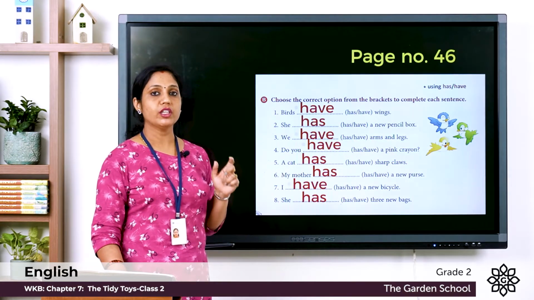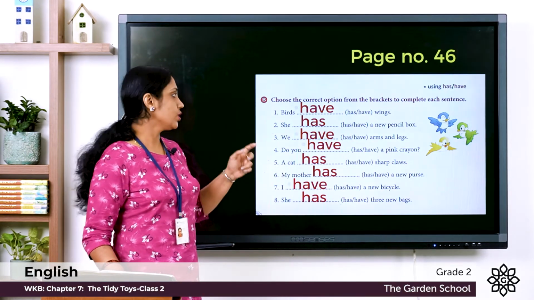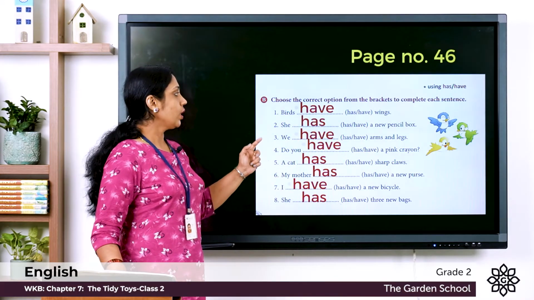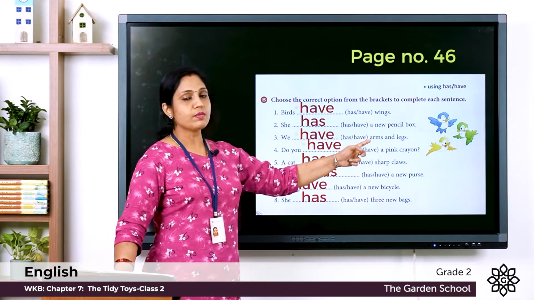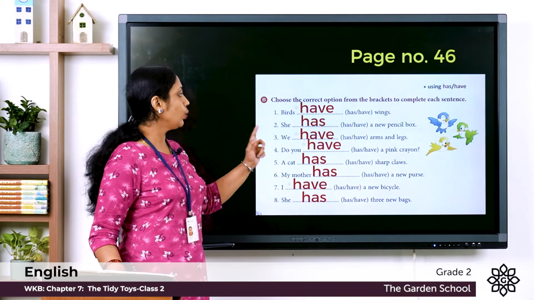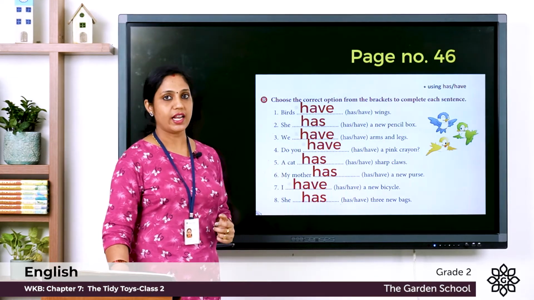With the word she we have to use has. So, she has a new pencil box. Third one, we has or have arms and legs. With the word we have to use have. So, we have arms and legs.